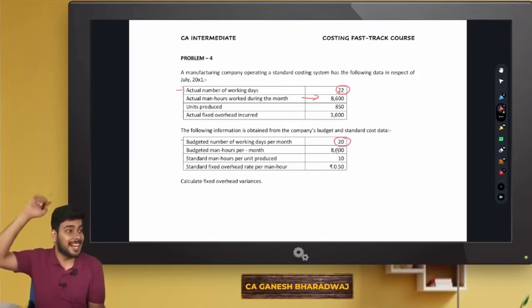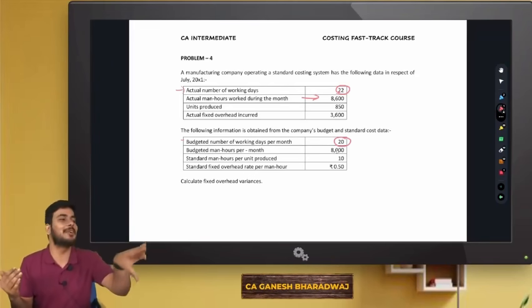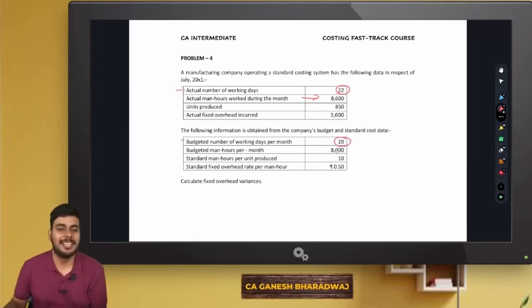Actual hours. No, that's not efficiency. That's capacity variance. Efficiency variance is the balancing figure. Capacity variance, left side. For efficiency also it's required, but you need to remember only for capacity, not the balancing figure, right? Then units produced they have given. Then actual fixed overheads incurred they have given. This is what actual fixed overheads.